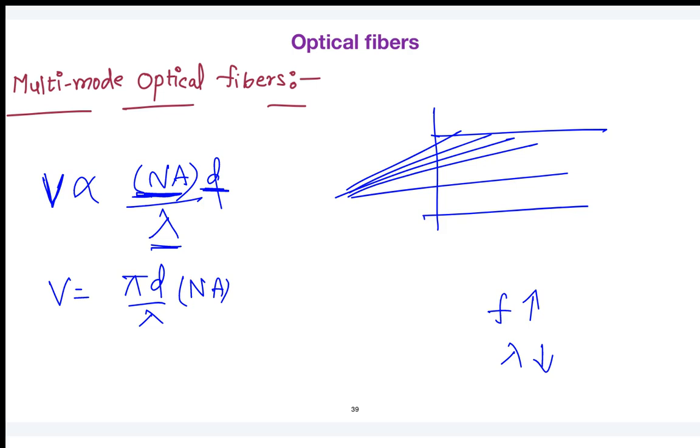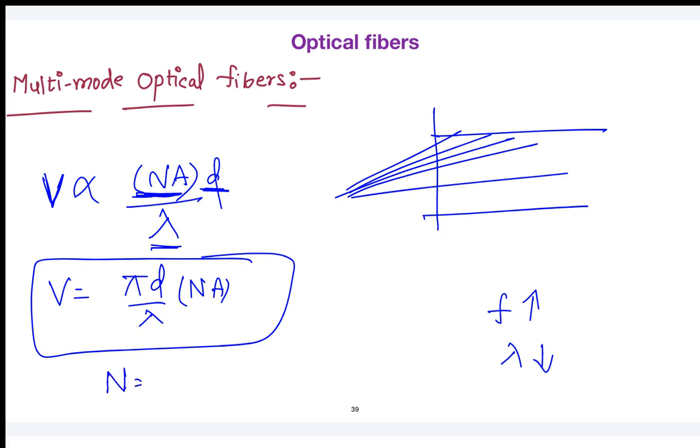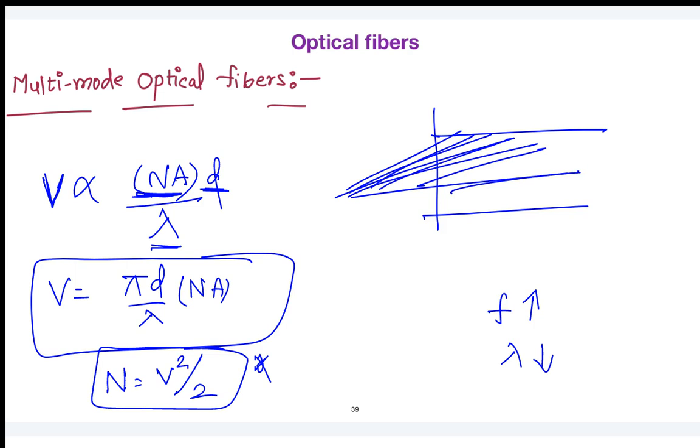Okay, so the mode volume basically defines how many modes can be transmitted in the fiber. The number of modes supported by the fiber is equal to mode volume squared divided by 2. Actually, there is a derivation, but I don't want to discuss that. So how many modes are supported in the fiber depends on the mode volume.